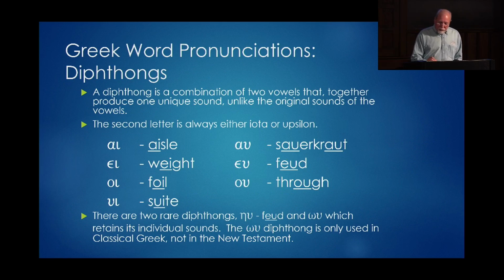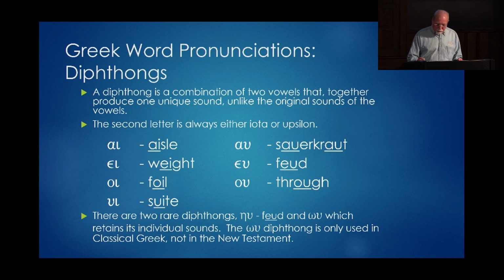The epsilon upsilon sounds like U, as in feud. And the omicron upsilon sounds like U, as in through. Okay? So if you remember I is in aisle, A is in weight, oi is in foil, we is in sweet, ow is in sauerkraut, hu is in feud, and u is in through, then you won't find too much trouble with the diphthongs.